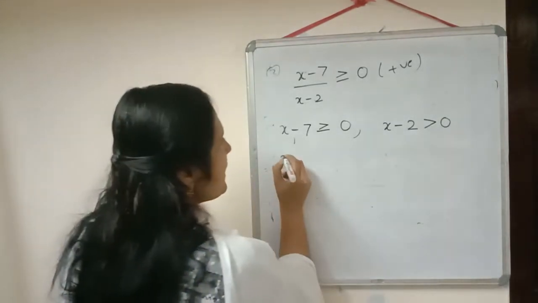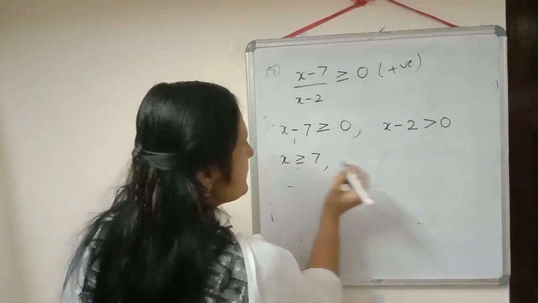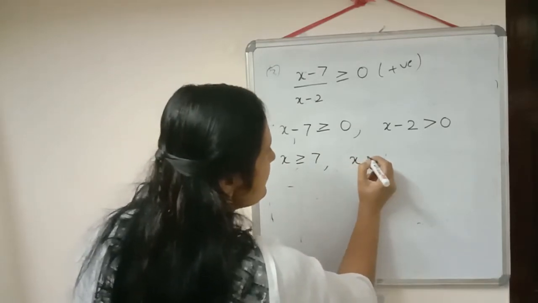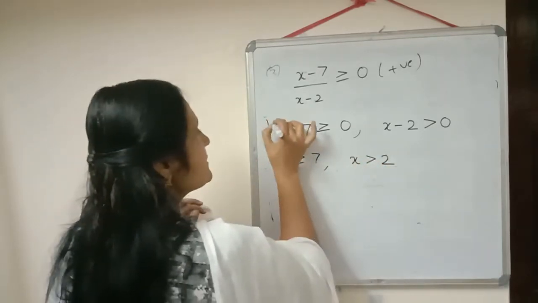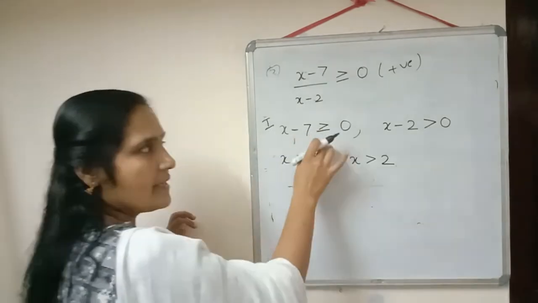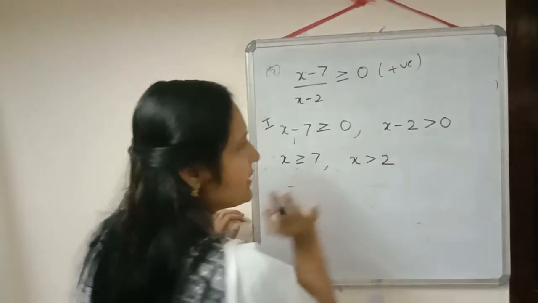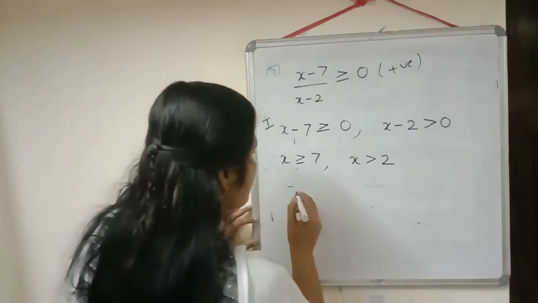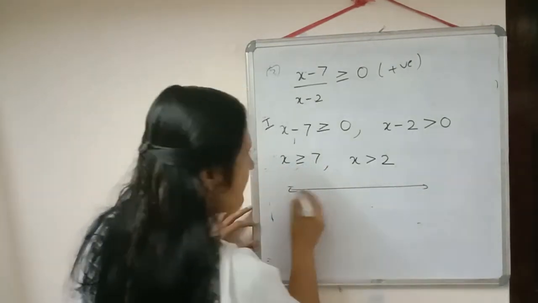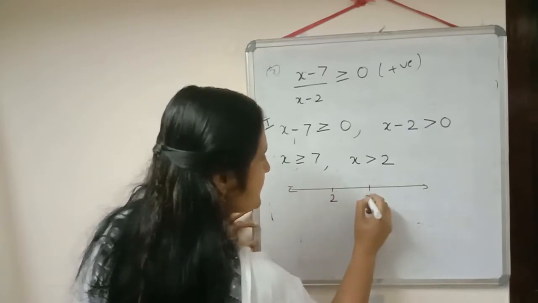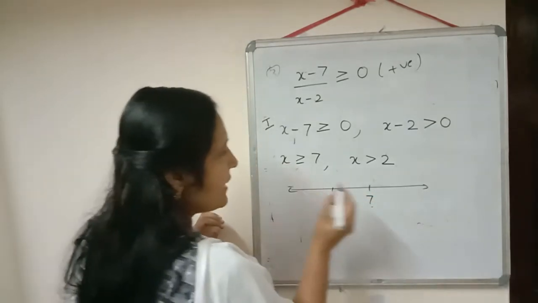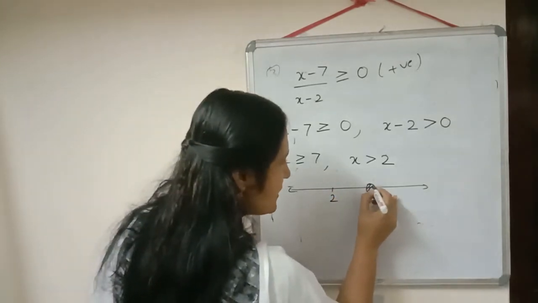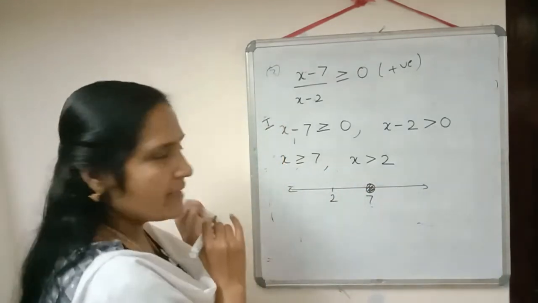What will come? x greater than or equal to 7, x greater than 2. This is the first case. Numerator greater than or equal to 0 and denominator greater than 0. Both are positive. So just to check the solution now, we have the two numbers here, 2 and 7. Okay, and it can take the value 7 also. Then you can just shade that circle there.